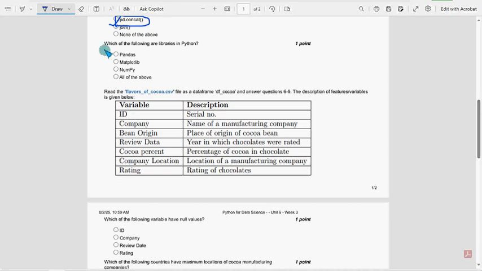Fifth question, which of the following are libraries in Python? So for fifth question, all of the above is the probable solution. Pandas, matplotlib and numpy, right? So option 4 is the probable solution.